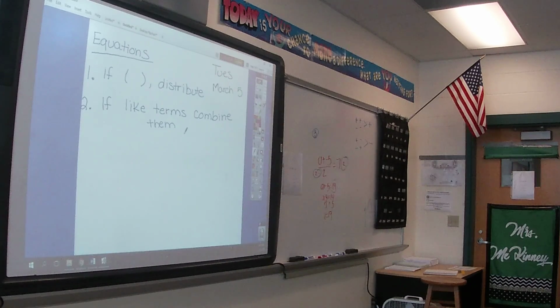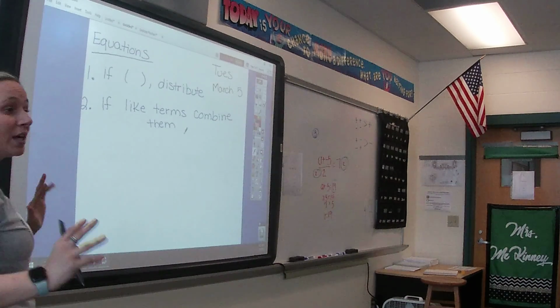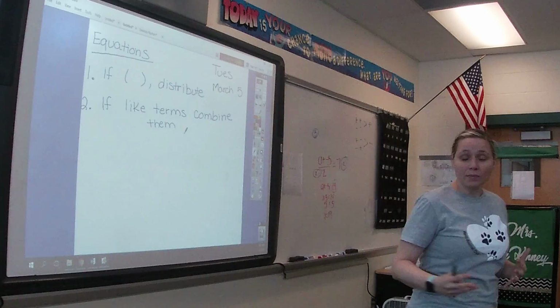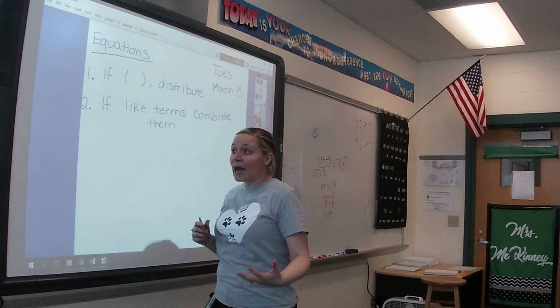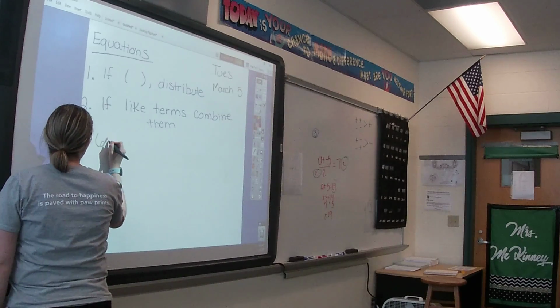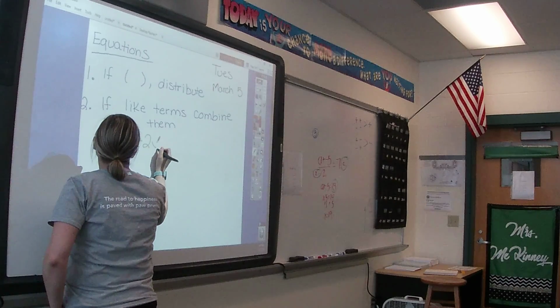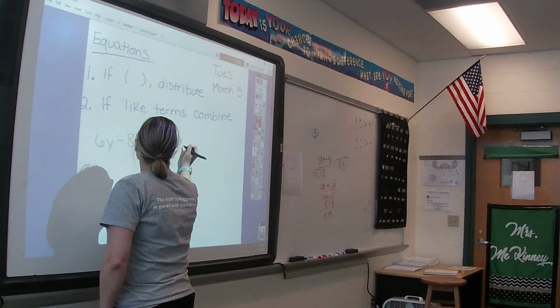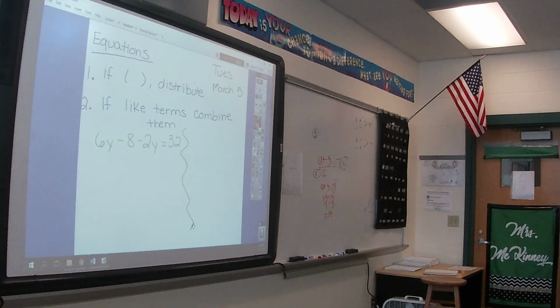But today we're going to open the door where we don't just have some stuff happening on one side of the equal sign, but now we're going to allow for stuff to be happening on both sides of the equal sign. The process is still the same, we're just going to have to be working on both sides of the equal sign at the same time. Which means we could have something like we saw in the POD. So we could have something that says 6y minus 8 minus 2y equals 32.